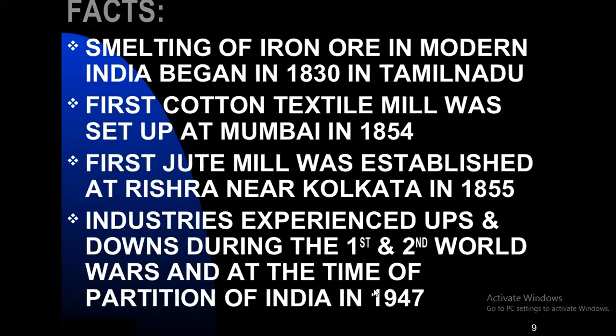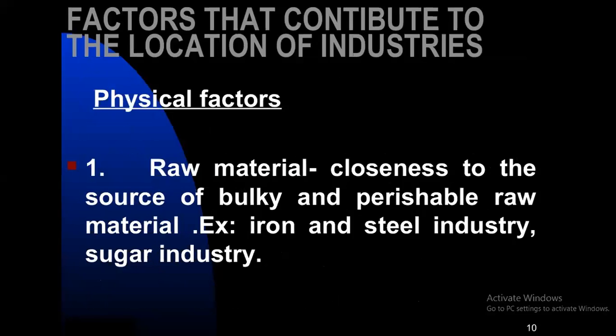Next, factors that contribute to the location of industries. When industries are set up, there are certain factors that contribute to their location. Some factors are mentioned here. Physical factors. One is raw material. If we have raw material near to us, that is very good as an industrial location factor, because the transportation problem of raw material will not arise.